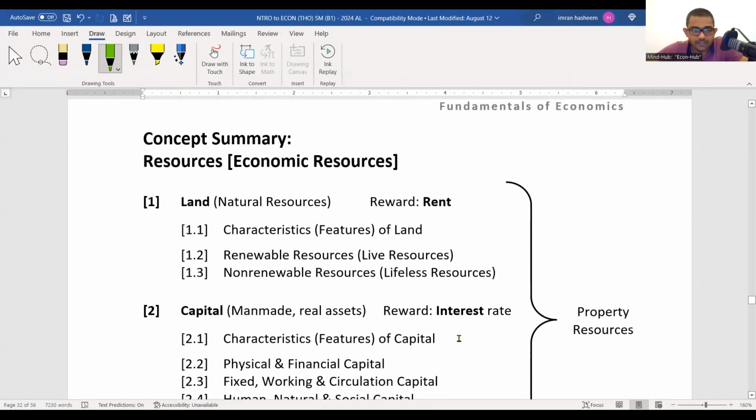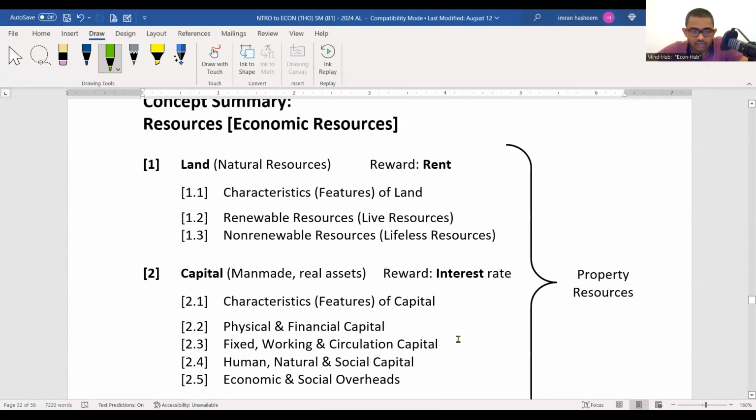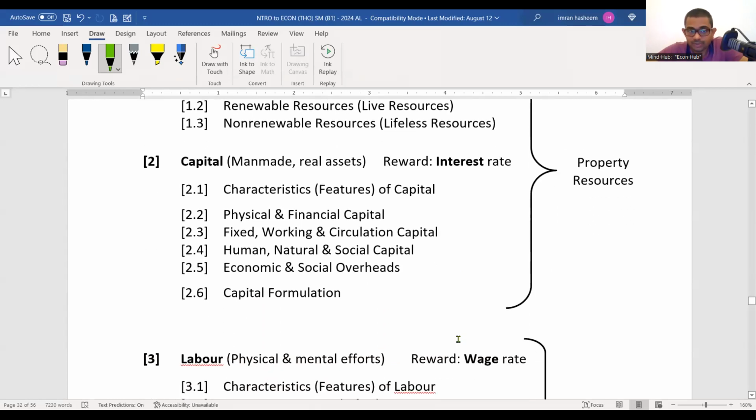Concept summary: land, natural resource, reward is rent. We need to know the characteristics of land, and obviously how to define and describe land. That's what we are learning. Then land is what we normally categorize as renewable and non-renewable. We'll learn them. Then capital: man-made real assets. The reward is interest or interest rate. The definition and the characteristics you have to learn, and there are types of capital.